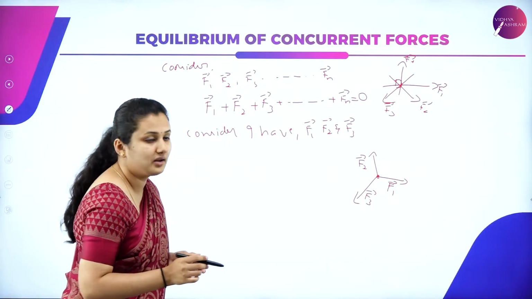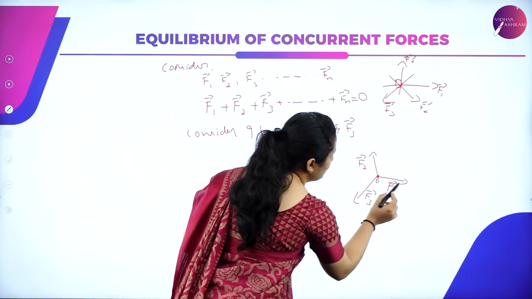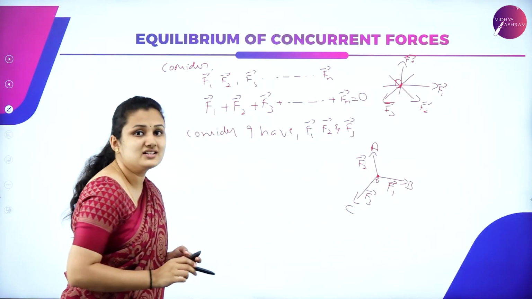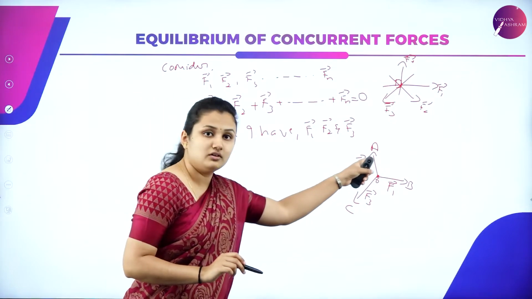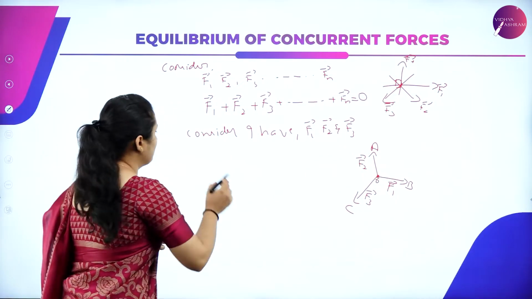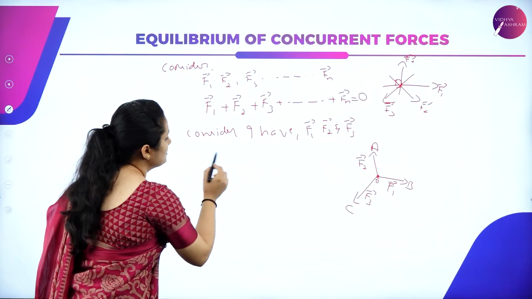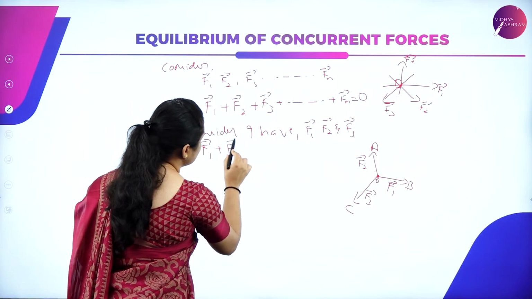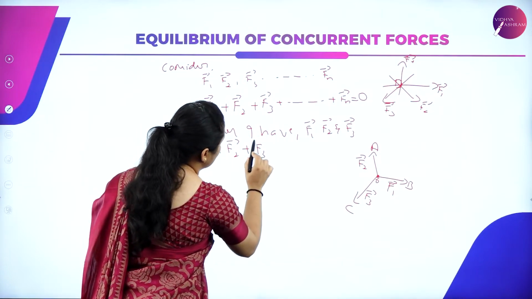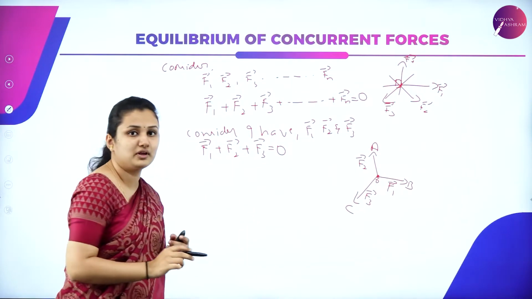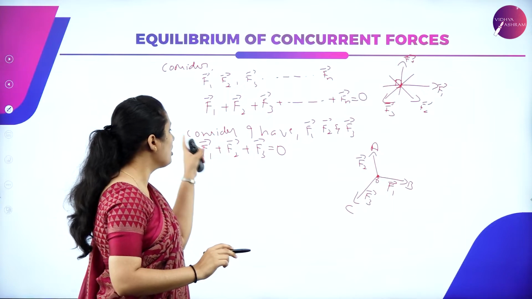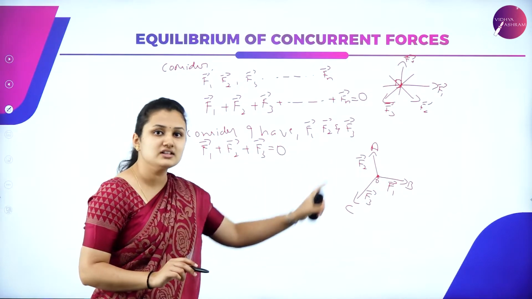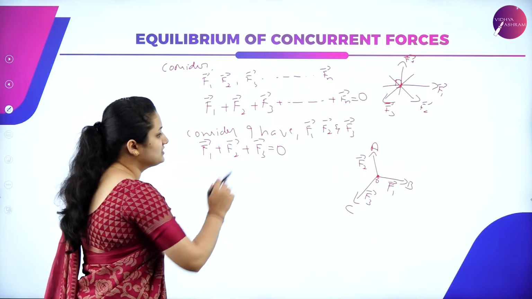If I name this point O, and the other points B, A and C, what is the requirement for the particle to be in equilibrium? Their net force should be equal to 0. That is, F1 plus F2 plus F3 is equal to 0. The requirement for equilibrium of a particle under concurrent forces is that the sum of the concurrent forces must be equal to 0.